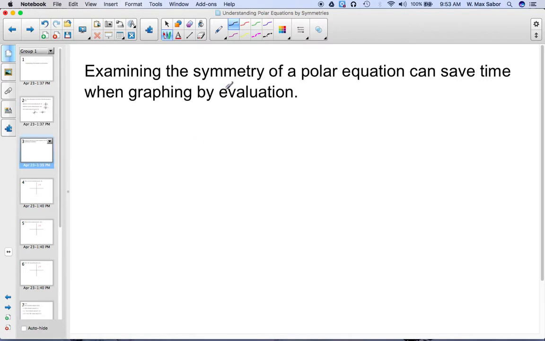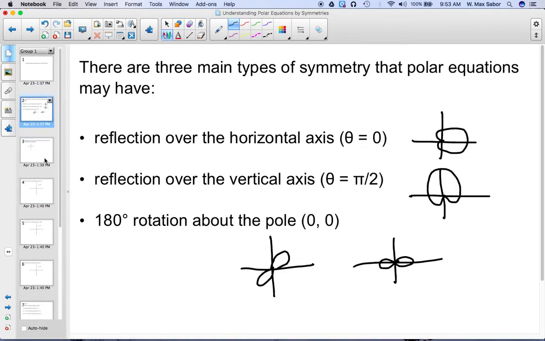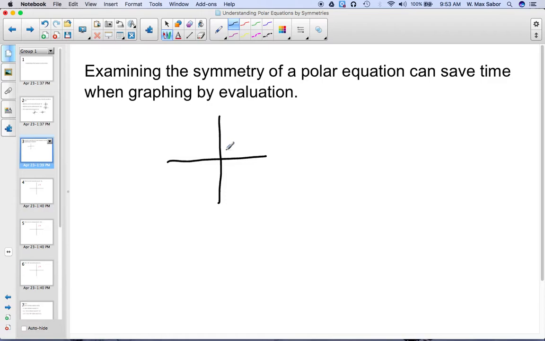Examining the symmetry of a polar equation can save time when graphing by evaluation. So if you know that it has horizontal symmetry, left-right, then what you can say is, well, once I graph these points, I know that I can also graph those points as well.